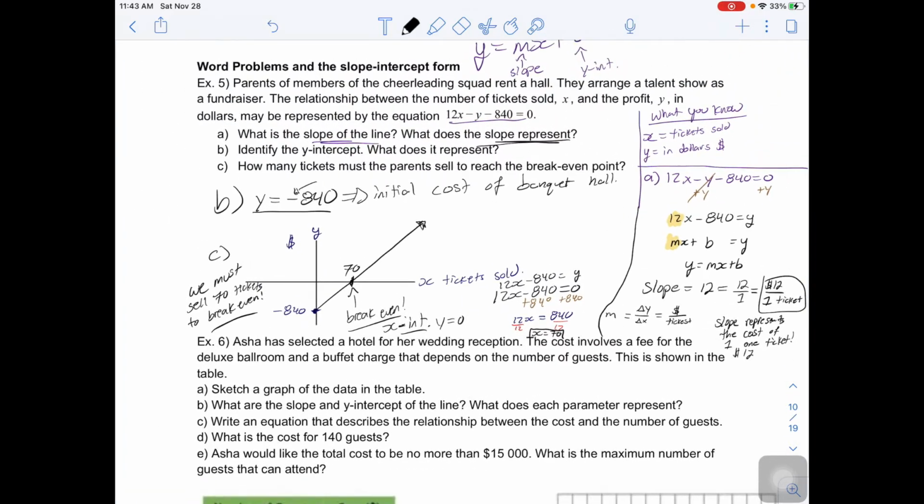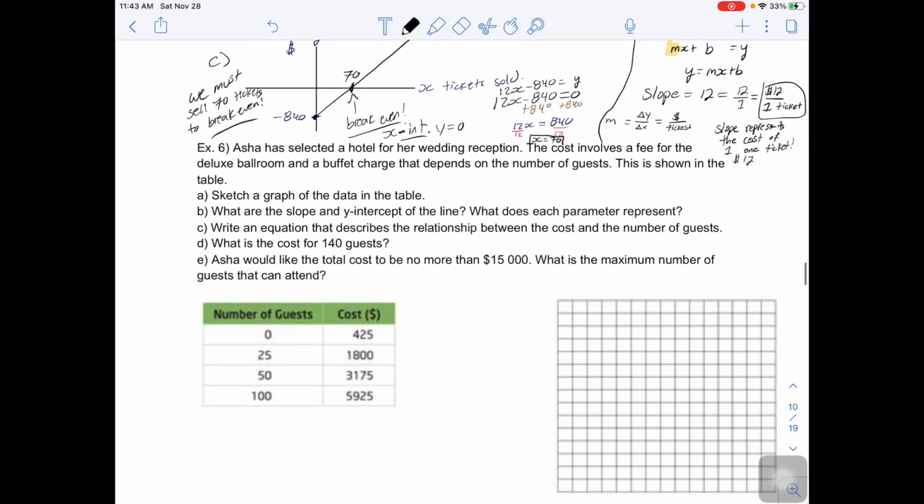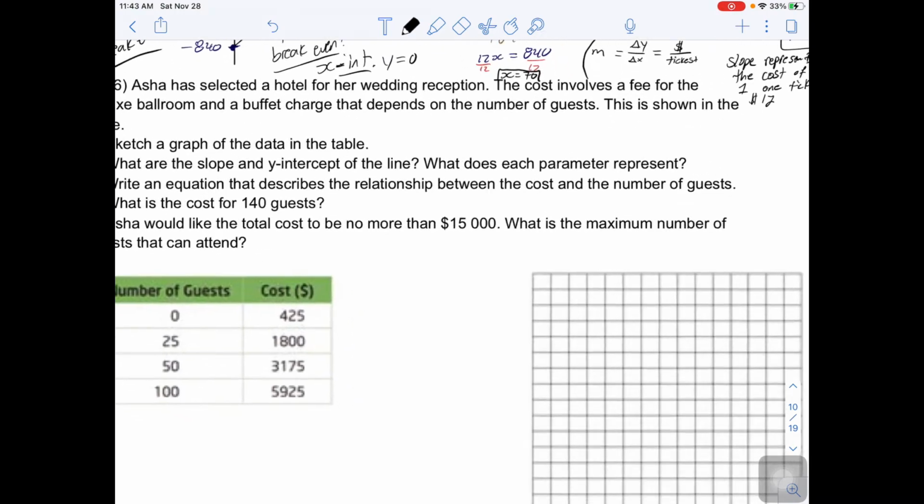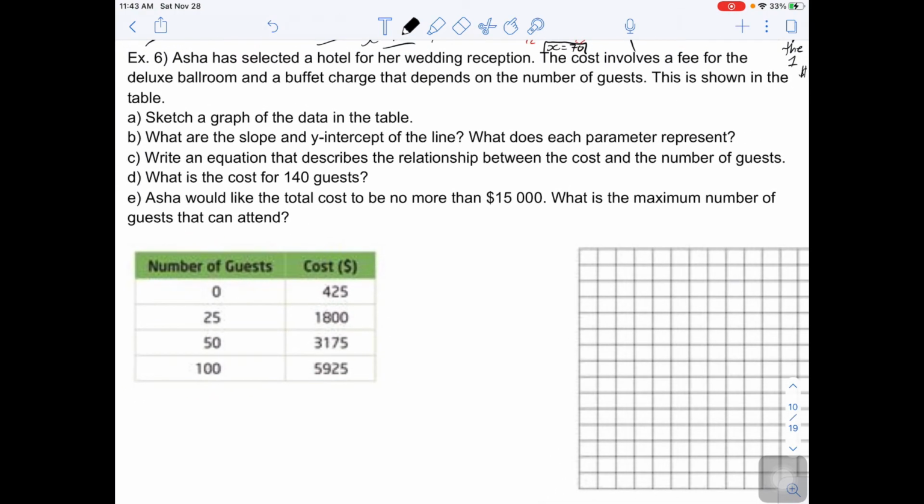Okay, so there was a contextual question using the slope-intercept form. Let's maybe move on and look at a new question, sorry. Asha has selected a hotel for her wedding reception. The cost involves a fee for the deluxe ballroom and a buffet charge that depends on the number of guests. This is shown in the table.